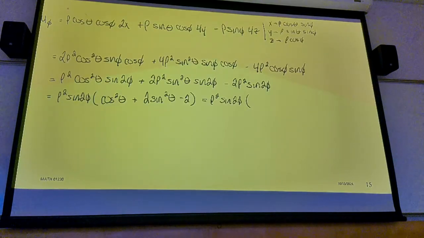Well, you're not incorrect. Why replace cosine squared theta though? Isn't that negative 2 cosine squared?